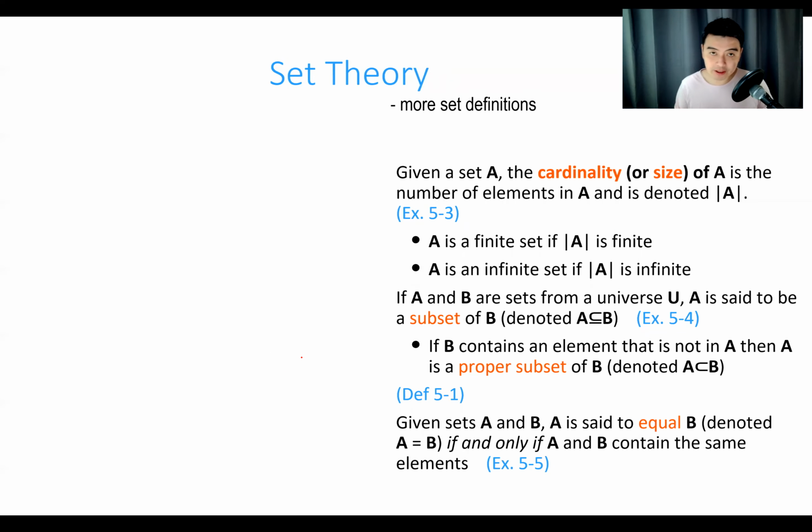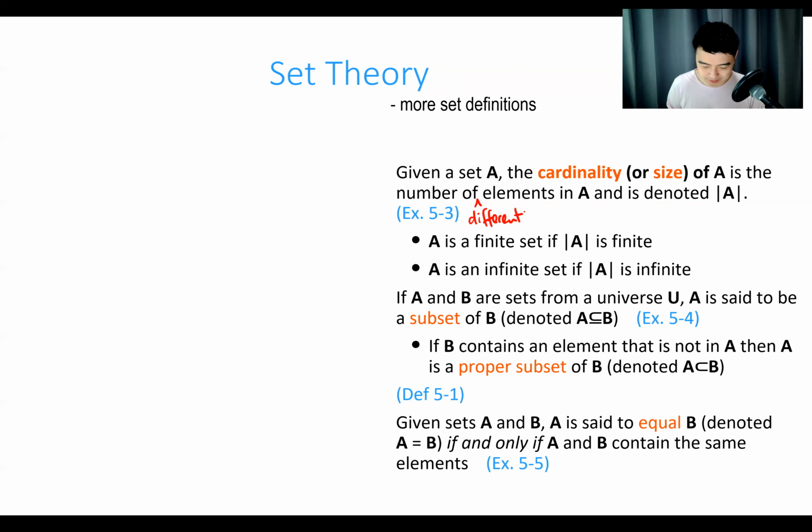Okay, a few more definitions for set theory. Given a set A, the cardinality, or the size of A, is the number of elements in A and is denoted by these two straight lines around A. Now, I'm going to add another word here: the number of different elements. In a second, you're going to see why I add this keyword. But in short, the cardinality of a set, or the size of a set, is that we just count the unique elements that are in that set.